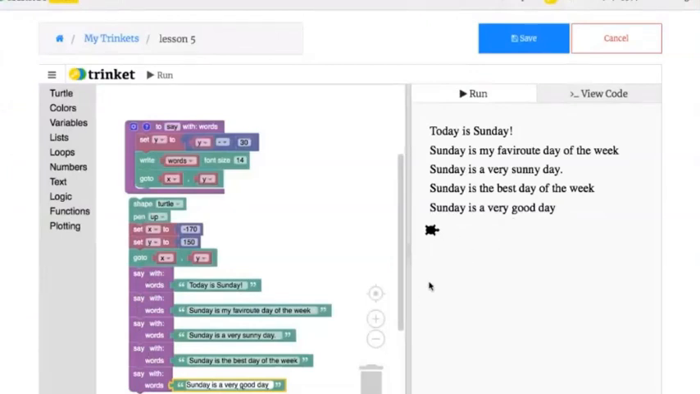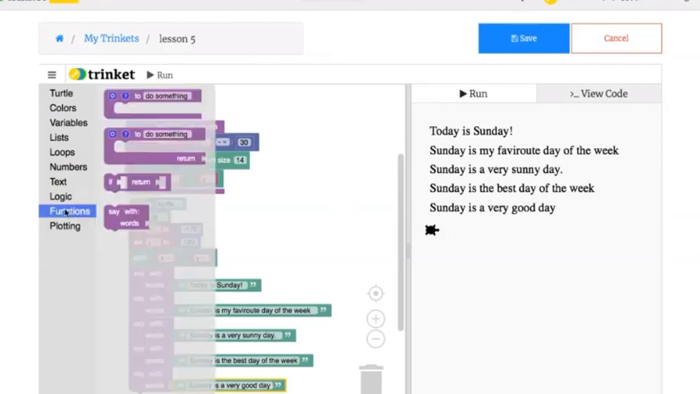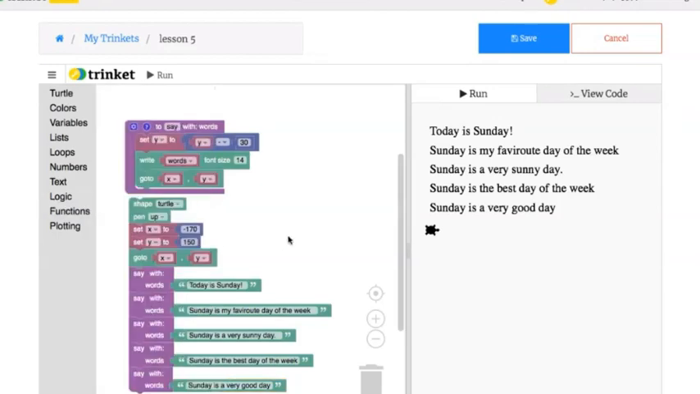Miss, I have a problem. I'm not able to find say with words. Okay. Oh, it's in functions. It's in functions. Oh, okay. Thank you. It's a calling of function. Very good, Amal. Okay.